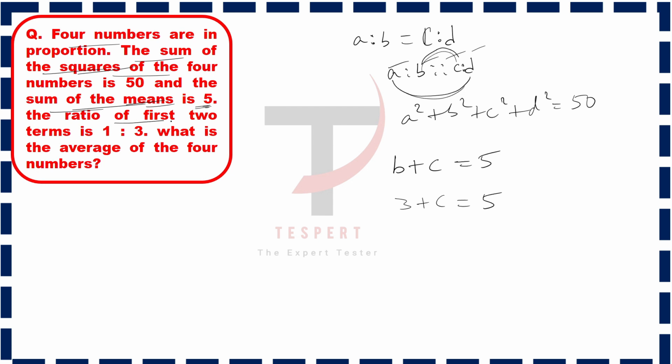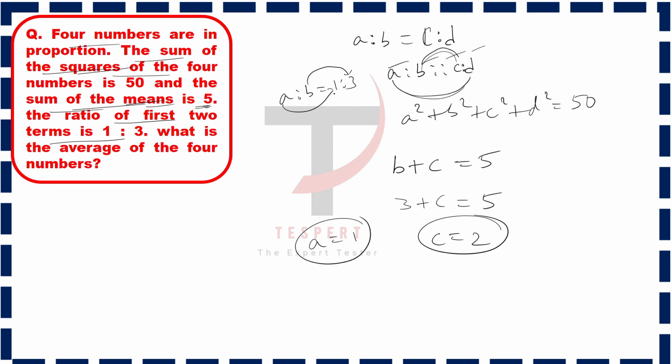The ratio of first two terms is 1 is to 3. So A is to B is equal to 1 is to 3. As B is equal to 3, we substituted this here. 3 plus C is equal to 5 and C will be equal to 2. Right? So we got A as 1, B as 3, C as 2, and now we must calculate the value of D.